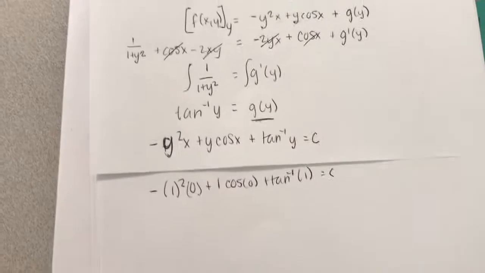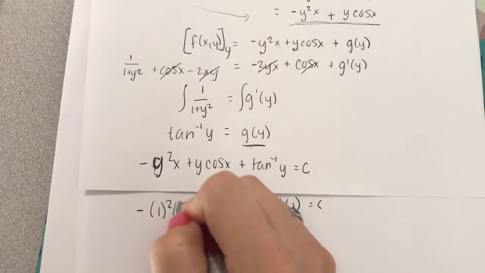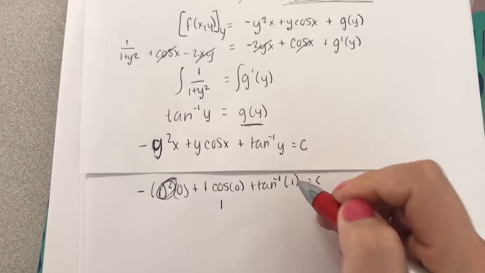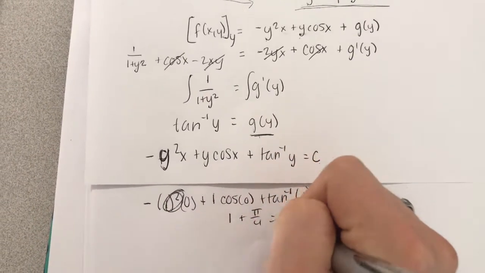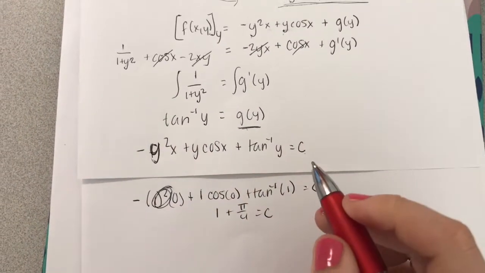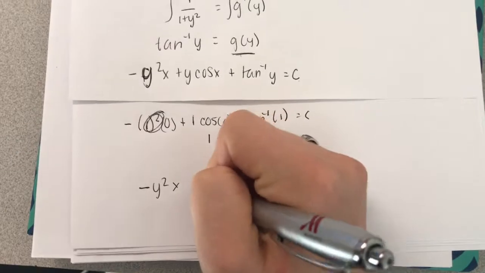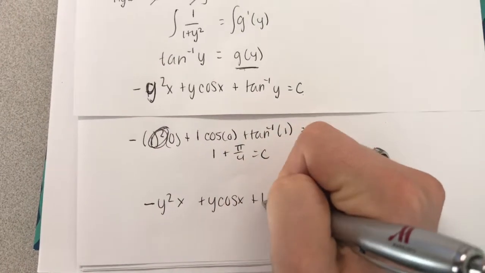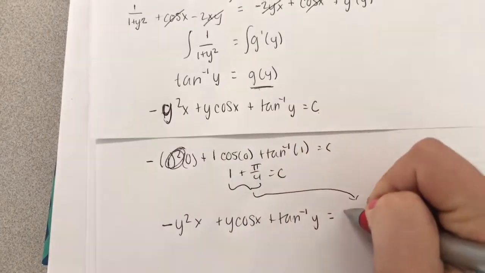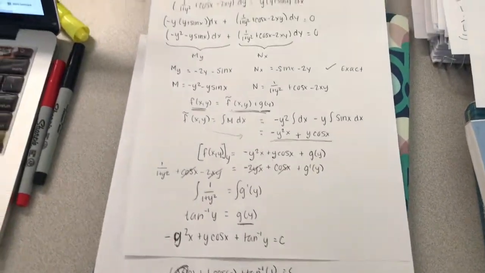equals c. Now when I simplify this, my cosine at 0 is 1, so 1 times 1 is 1. My first term is 0, so that just cancels out. Plus, my inverse tangent at 1 is pi over 4. So 1 plus pi over 4 equals c. Now that I found my c, I can plug this back into the equation. So I have negative y squared x plus y cosine x plus the inverse tangent of y is equal to 1 plus pi over 4. And that is how you solve this differential equation using the exact method.